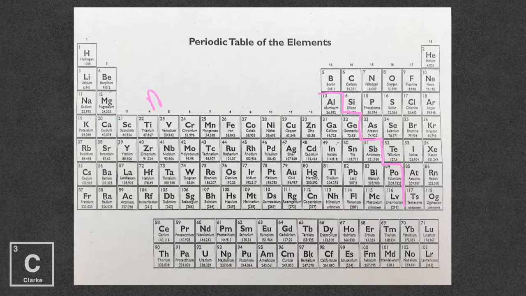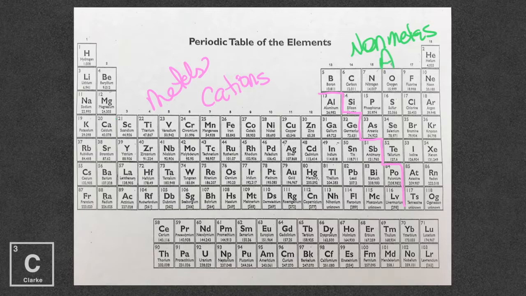Everything to the left of the stair step, remember, is metals. Well, metals tend to lose electrons and become cations. And everything to the right of the stair step, we know these are nonmetals, and nonmetals tend to gain electrons and become anions. So if we're thinking about this trend, our ions are decreasing in size as we go across the period. That's why I'm going to draw this backwards arrow. We're decreasing. So as we move, we've got something big, then smaller, smaller, smaller.